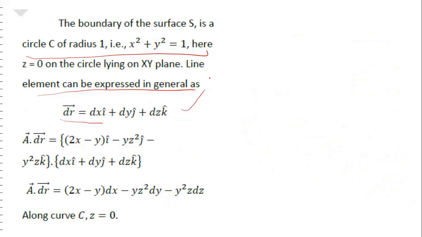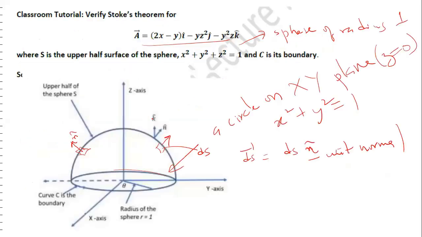Now you take A dot dr, because the left hand side of your Stokes theorem is A dot dr along the curve. So you take the dot product of A with your dr vector. As I said, you have to perform this loop integration of A dot dr along this curve, which is bounding the surface under consideration.